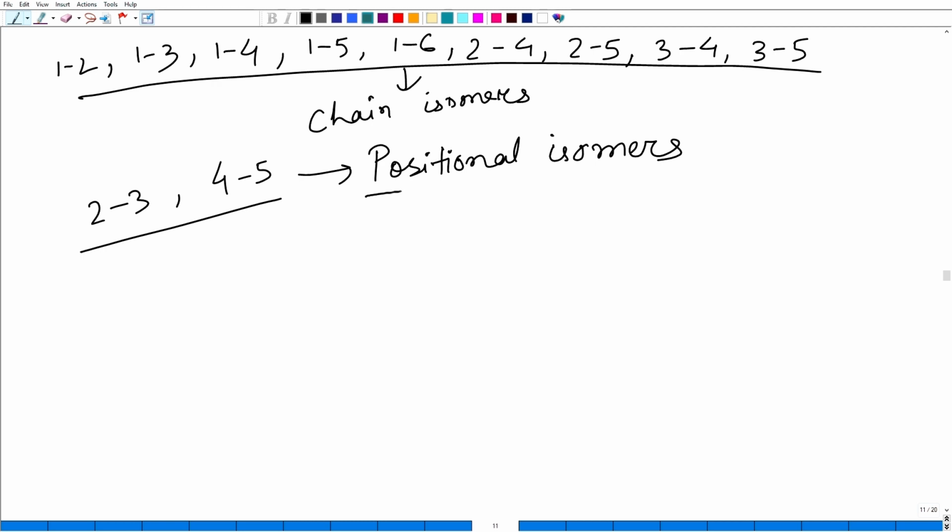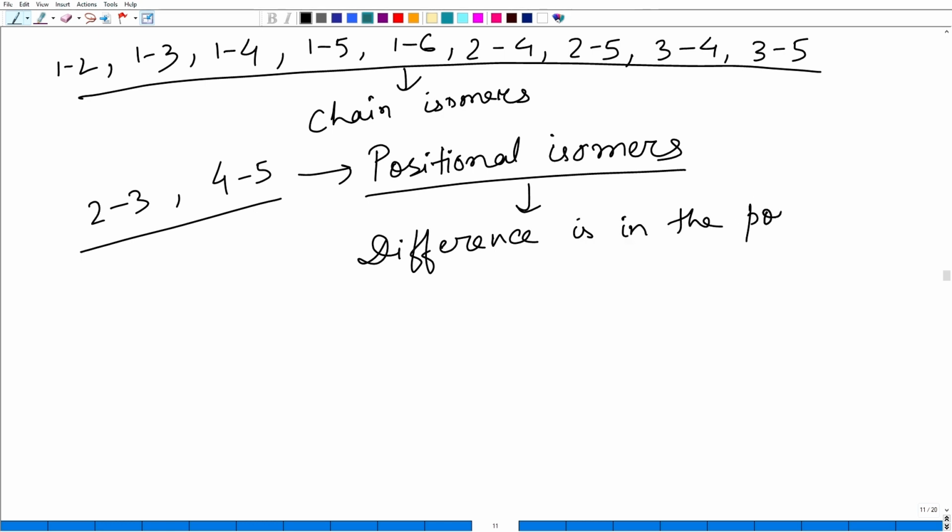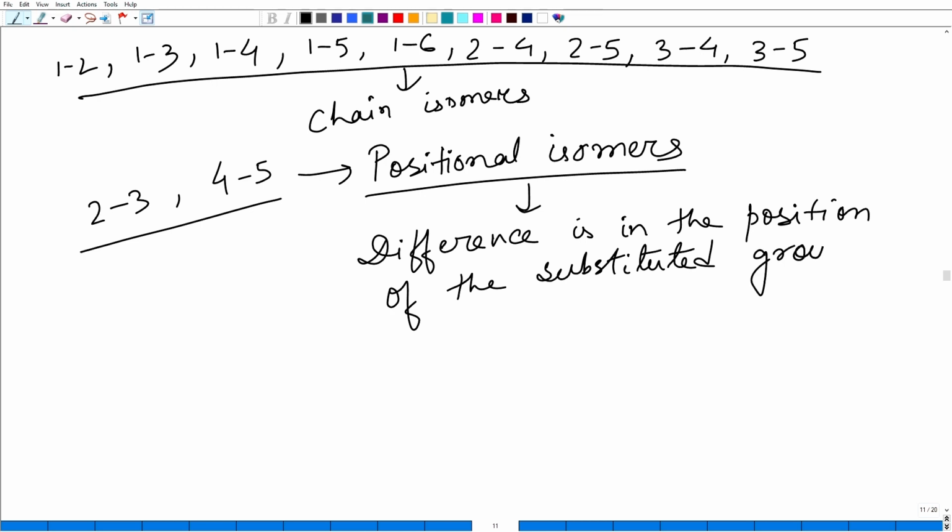So, what are positional isomers? Positional isomers are the isomers where the difference is in the position of the substituted groups. The substituted groups will not be different. The substituted groups will be same, just the position will be different. So, these are called positional isomers.